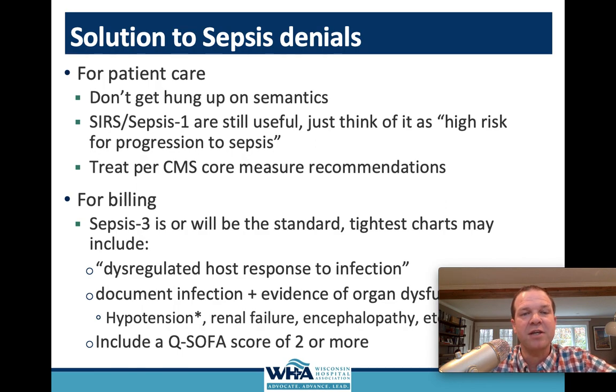And then I would recommend that you treat per CMS core measure recommendations. Now, we have many YouTube videos on the core measure. I'm not going to get deep into those specifications, but I would recommend that we screen patients for sepsis in the emergency department based on SIRS criteria. And then if they do have more than 2 SIRS criteria and a nidus for infection, we treat them with blood cultures, broad spectrum antibiotics, 30 cc's per kilogram normal saline, and initial lactate with a repeat in 2 hours if greater than 2. Now here for billing purposes, there's a little bit of nuance here. Sepsis 3 is or will be the standard.